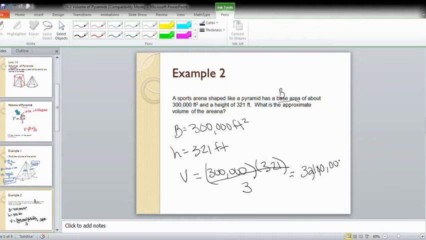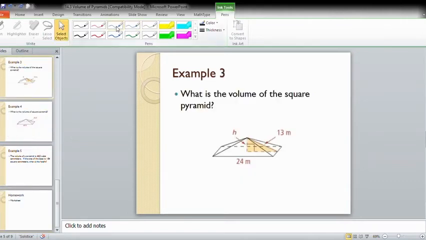32,100,000. All right, so 32,100,000 feet cubed. Right? And again, I did 300,000 times 321, all divided by 3. I got 32,100,000 feet cubed. And this one was nice and easy because it gave us the area of the base, so we didn't even have to calculate it. All right, let's take a look at another one.